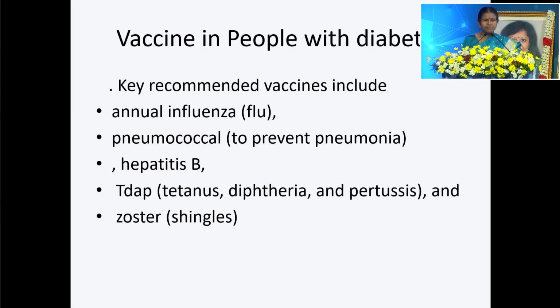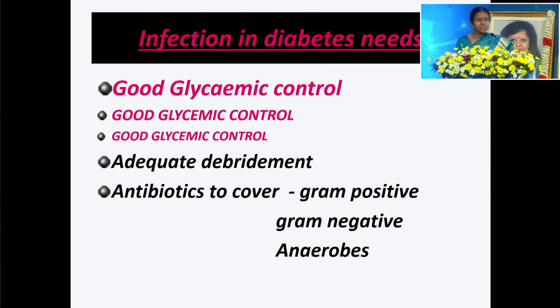The key recommended vaccines include the annual influenza vaccine, pneumococcal vaccine to prevent pneumonia, hepatitis B, Tdap, and also shingles vaccine once in 5 years. So for infection in a diabetic, it needs first and foremost good glycemic control, good glycemic control, good glycemic control, with adequate proper debridement of the wound, and antibiotics to cover all three, that is gram positive, gram negative, and also the anaerobes. Thank you.